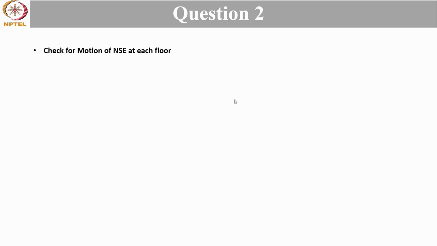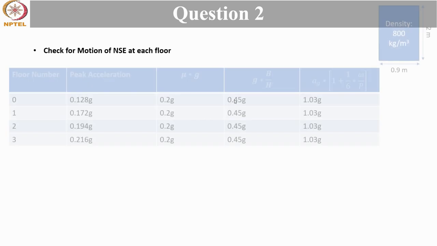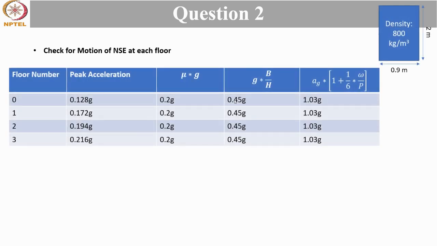Once the acceleration amplification factor has been calculated, we know the peak acceleration of each floor now. It is nothing but the acceleration amplification factor into the peak acceleration of the ground floor. So the peak acceleration will come out to be 0.128 g for the ground, then 0.172 g, 0.194 g, and 0.216 g. So these are the peak floor accelerations.